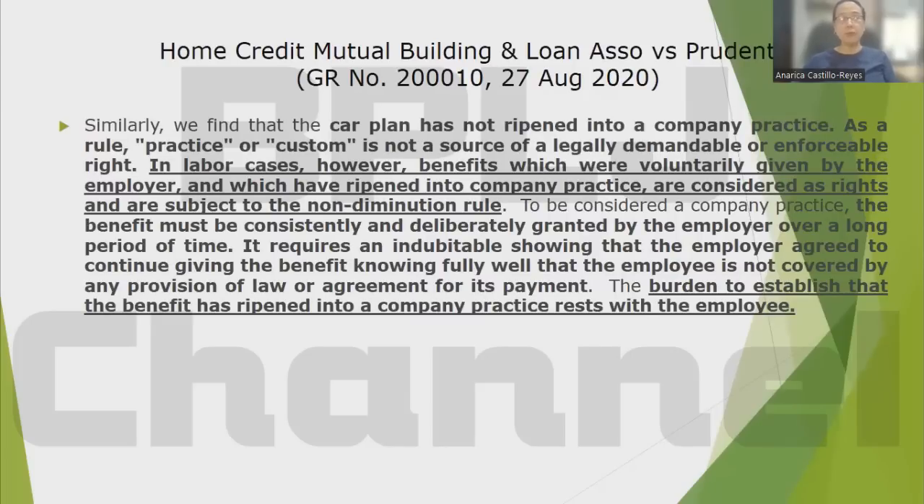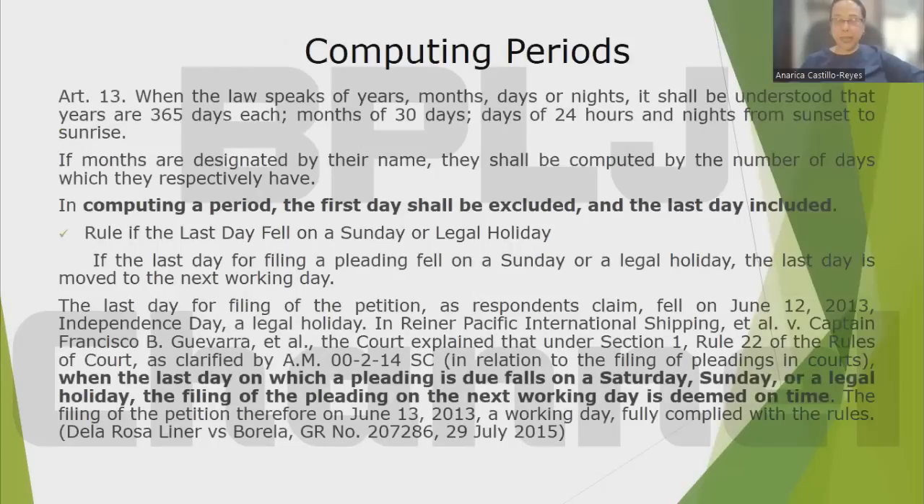Okay. So the case of Home Credit Mutual Building and Loan Association states that in labor cases, benefits which were voluntarily given by the employer and which have ripened into a company practice are considered as rights and are subject to the non-diminution rule. However, the burden to establish that the benefit has ripened into a company practice rests with the employee. So it is incumbent upon the employee to prove that the giving of the benefit has ripened into a company practice.